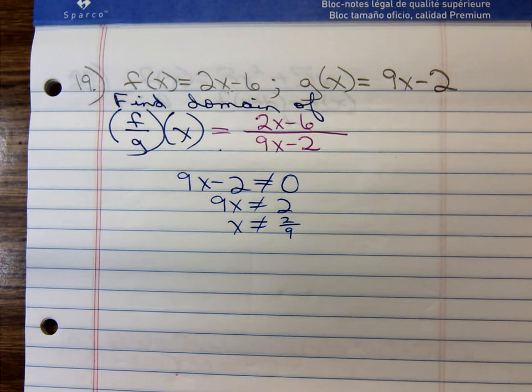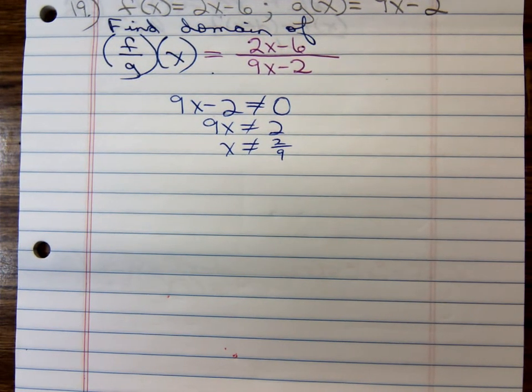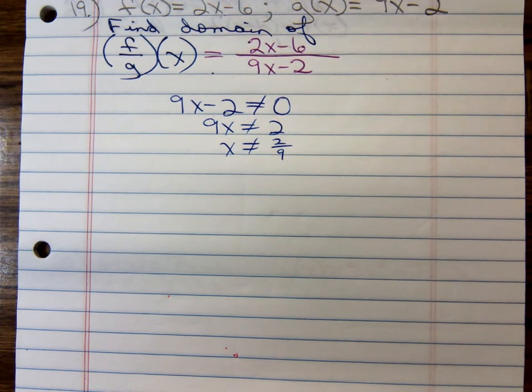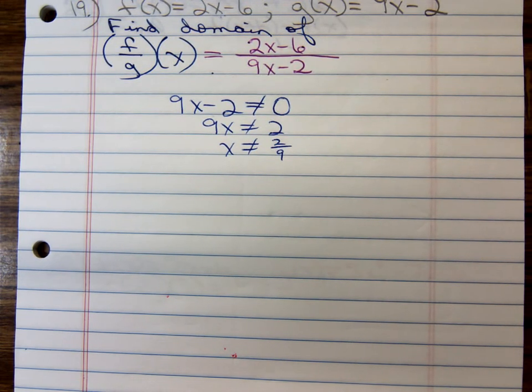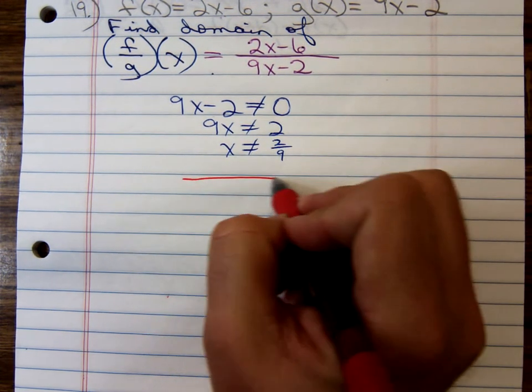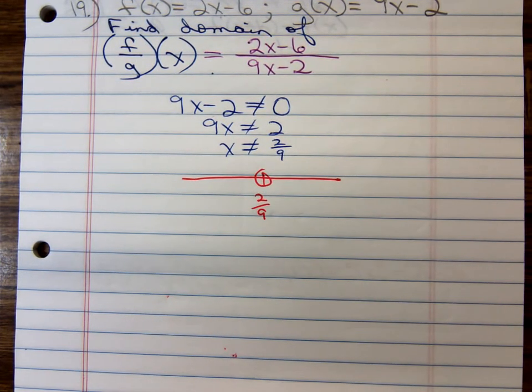So x can equal anything except 2/9. How do we say that using interval notation? That x can be any number except for 2/9. If you think of a number line, here's the number line. X can't be 2/9, so 2/9 isn't shaded.